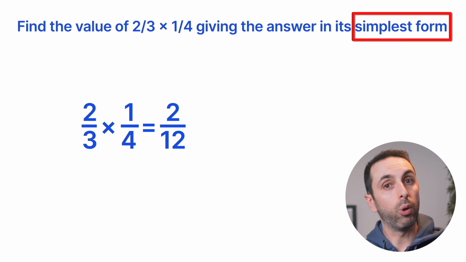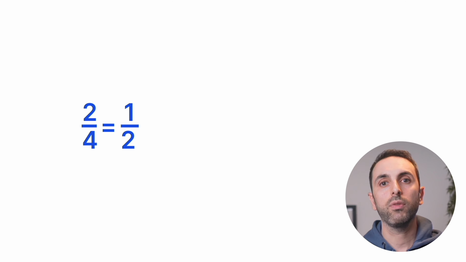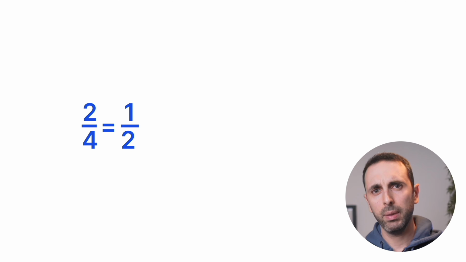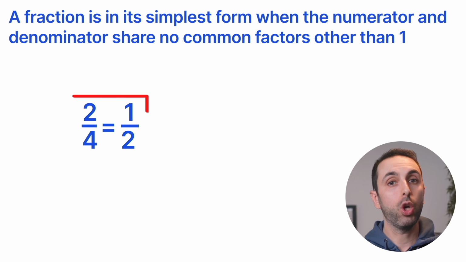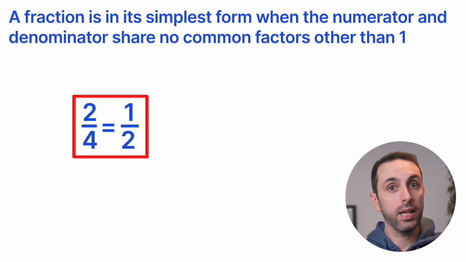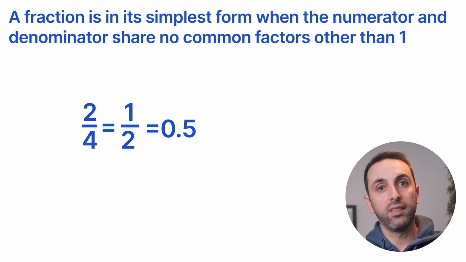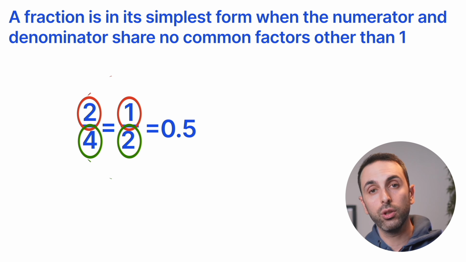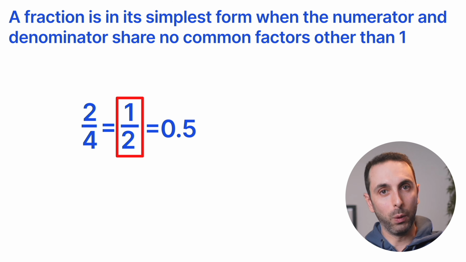Let's have a quick recap of what it means for a fraction to be in its simplest form. Moving away from our example for just a moment, as some of you may be aware, a fraction is said to be in its simplest form when the numerator and denominator have no common factors other than 1. For example, we know that 2 over 4 and 1 over 2 are the same thing as they both represent 0.5. However, 1 over 2 is considered to be in its simplest form because when you divide the numerator and denominator of 2 over 4 by 2, you get 1 over 2. So we'd often prefer to write 1 over 2 rather than 2 over 4.